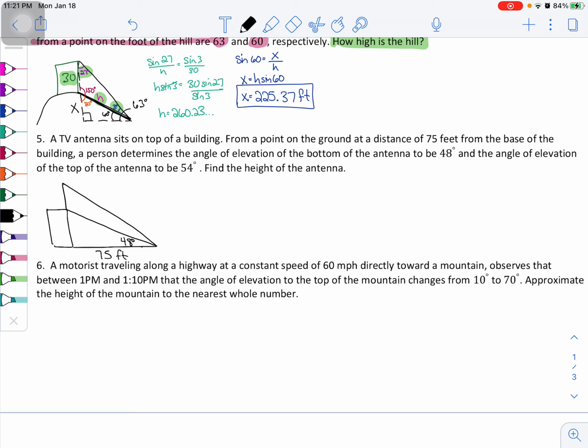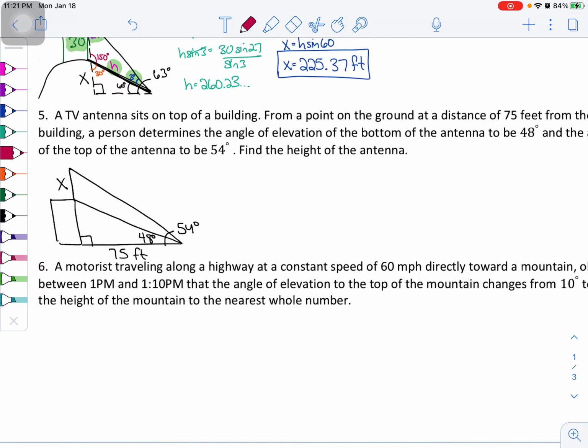So this whole angle from the ground up is 54 degrees. We're going to assume that the building is perpendicular to the ground, and it's asking for the height of the antenna. Now, this one, I would absolutely still start in the same place of filling in some angles. So I'm going to zoom in on the picture.